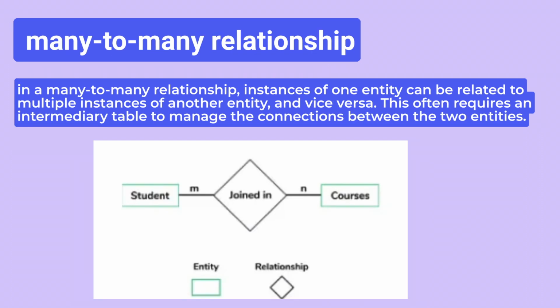Finally, in a many-to-many relationship, instances of one entity can be related to multiple instances of another entity, and vice versa. This often requires an intermediary table to manage the connections between the two entities.